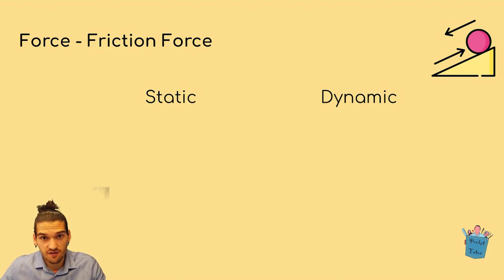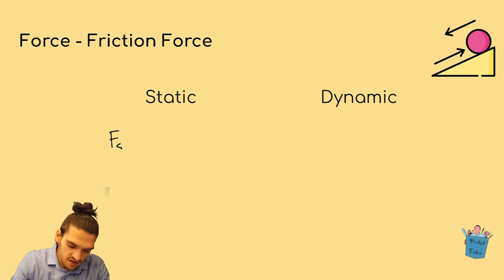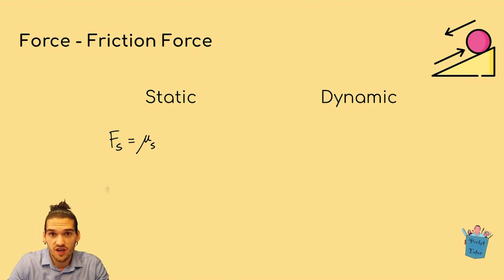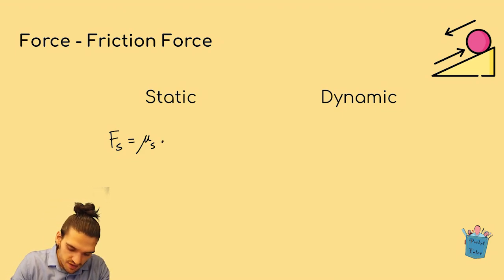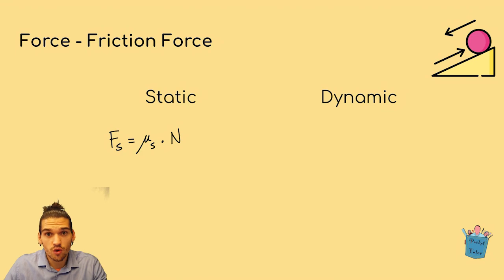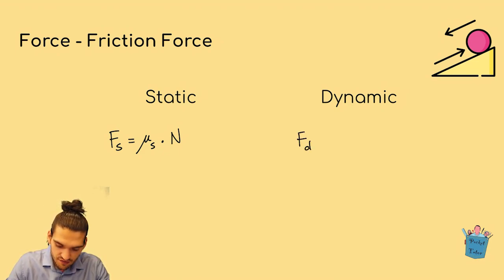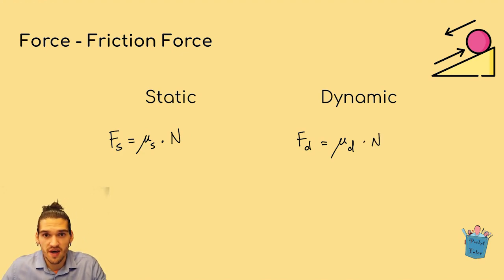In order to compute the static friction, or Fs for static friction, we have this simple equation: mu, the Greek letter that expresses the friction coefficient between the two bodies, times N, where N is the normal force. The normal force is the force that is acting on the body from the surface where it's standing in order to have an equilibrium, while the dynamic friction is basically the same. It's Fd for dynamic is equal to mu d, the dynamic friction coefficient, times N. Same thing, only the coefficient changes.